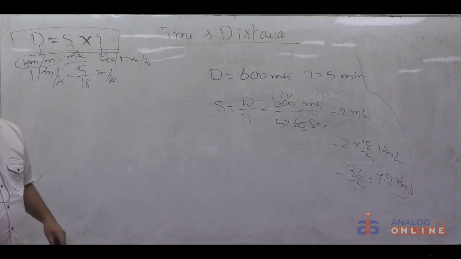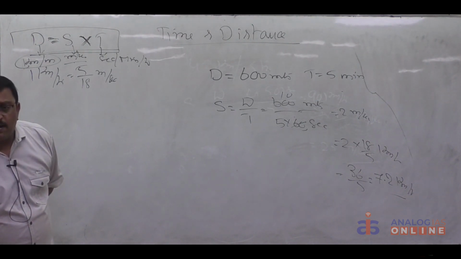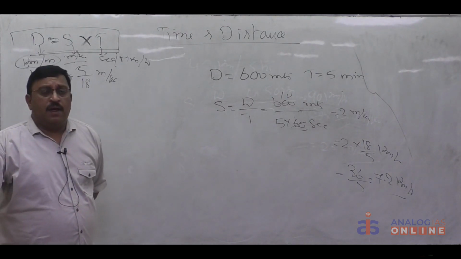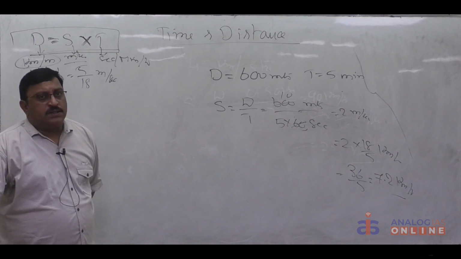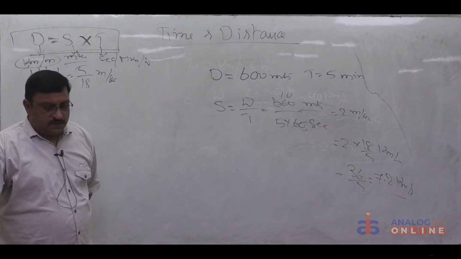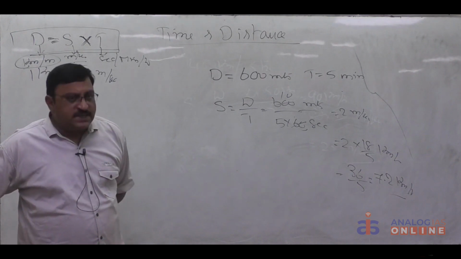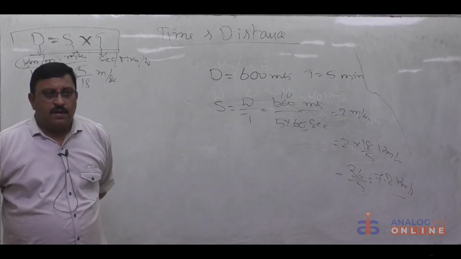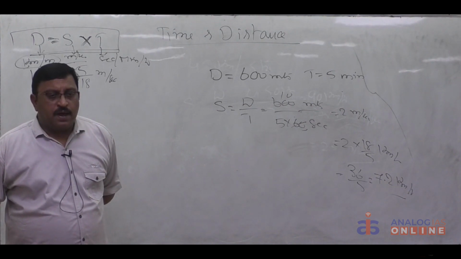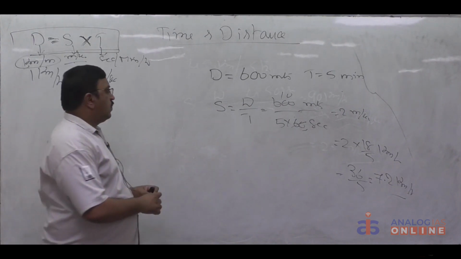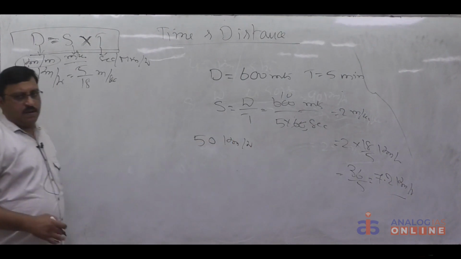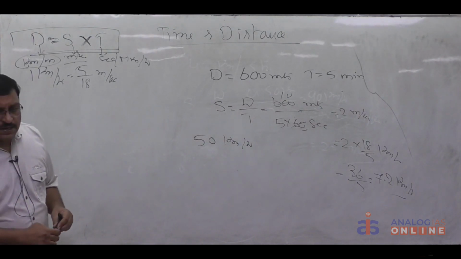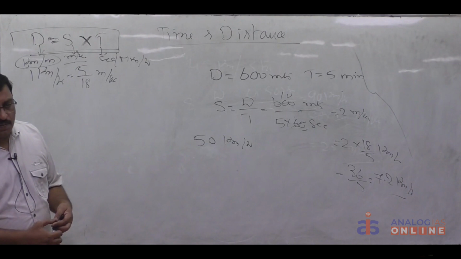Okay. Well, these are general basics to find the speed. Now, let us take another one also. A bus covers a certain distance at 50 kilometer per hour speed.